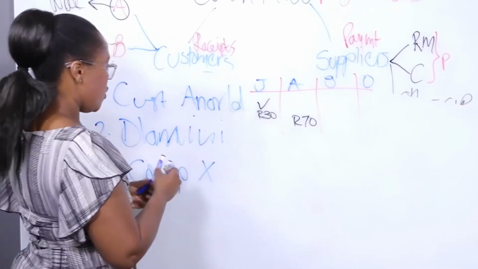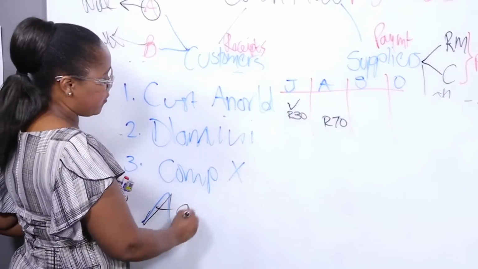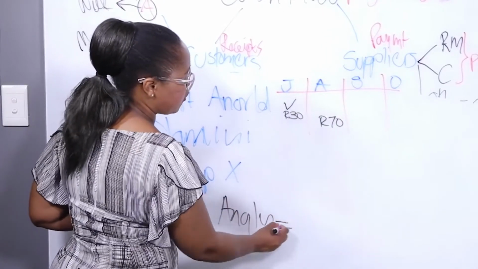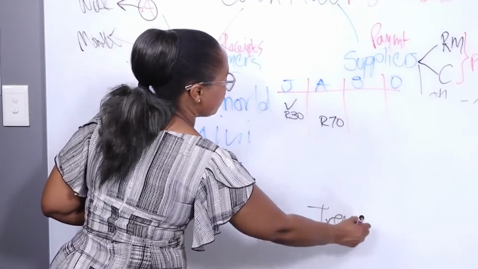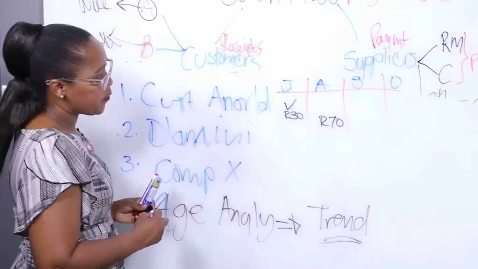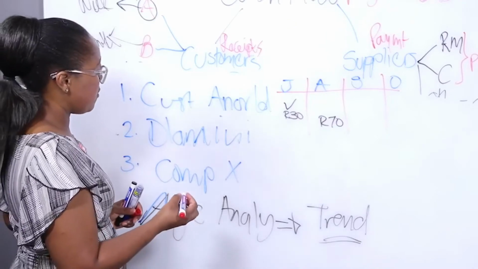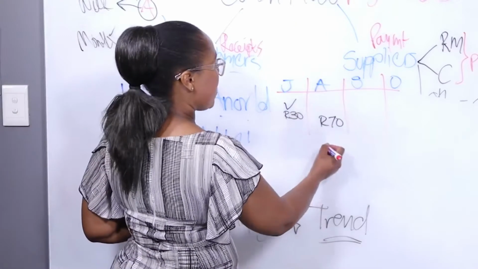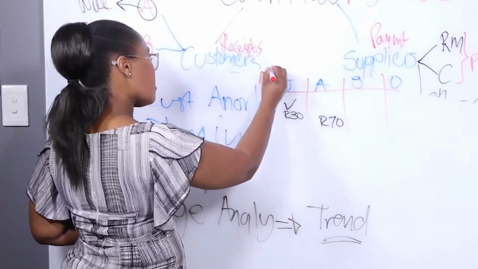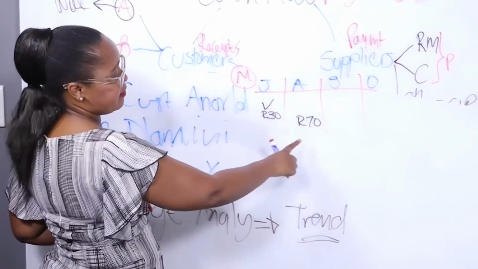You use your age analysis. Your age analysis is the one that gives you the trend, the trend of how that customer pays. You use that trend to inform you on who needs to be plugged where in the cash flow projection. Company X, they usually pay within maybe 60 days. So if they bought the items in May, all these customers bought in May, and this one pays within 30 days, this one pays 60 days.